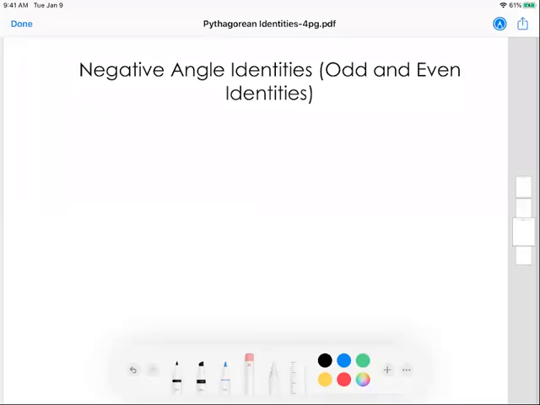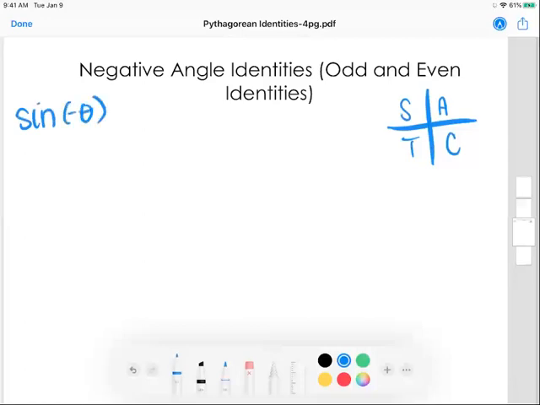All right, now we'll talk about negative angle identities, which can also be called odd and even identities. When thinking about the unit circle, we've talked about before how we can use the acronym All Students Take Calculus to describe the positive and negative trig functions in each quadrant. So thinking of a negative angle, what we need to derive here is the sine of negative theta, cosine of negative theta, tangent of negative theta. And after we figure out those, we can find those other three reciprocals.